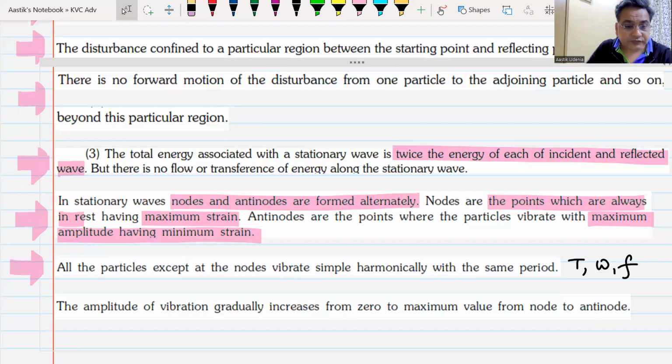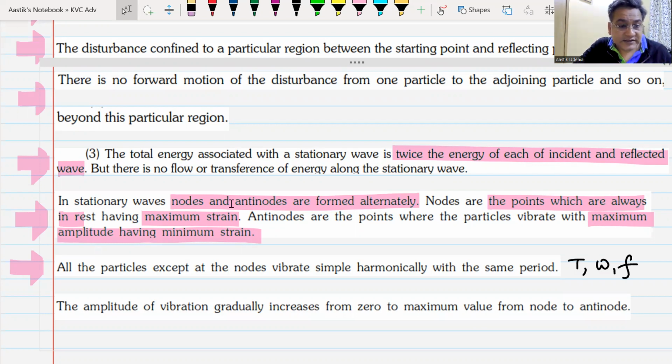Amplitudes keep on increasing from 0 to maximum, from node to antinode. Everyone understands this? Yes or no? I hope all the points are becoming clear. Yes or no?